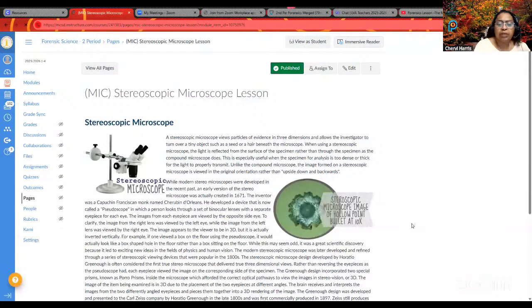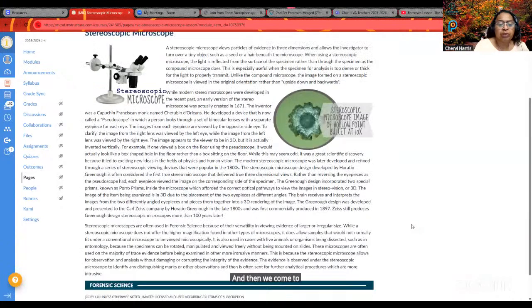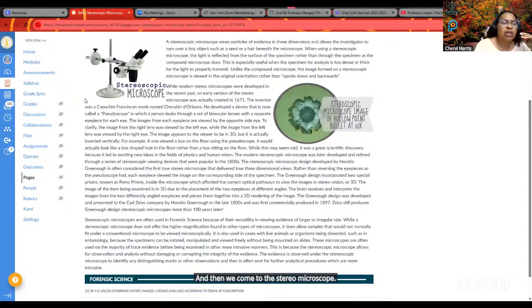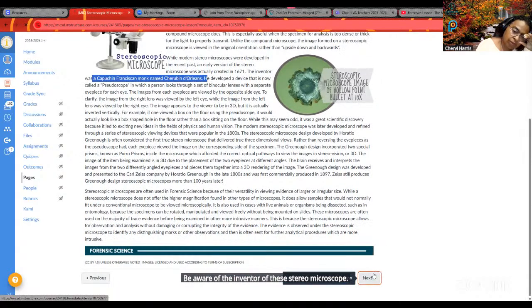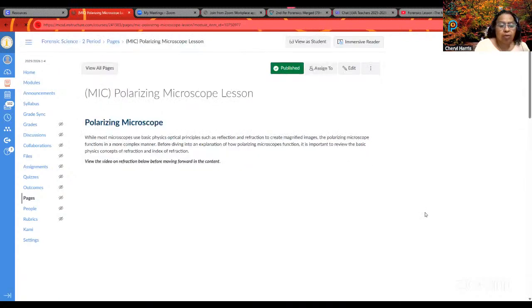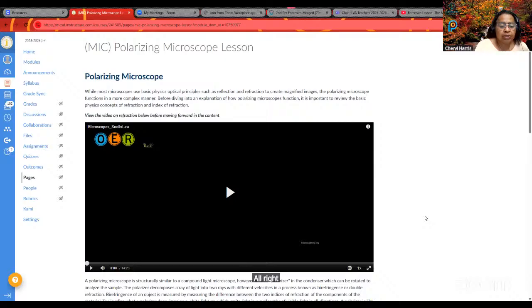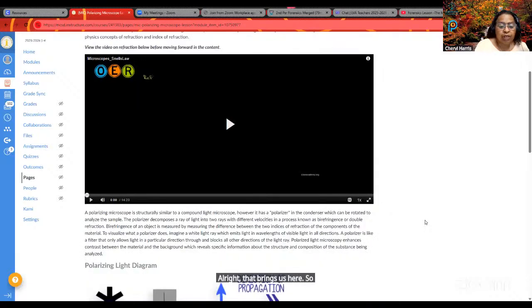And then we come to the stereo microscope. And again, be aware of the inventor of the stereo microscope. All right, that brings us here. So go ahead and read up to this point.